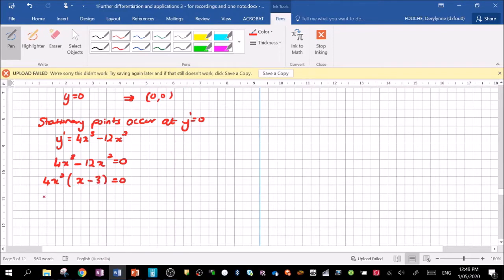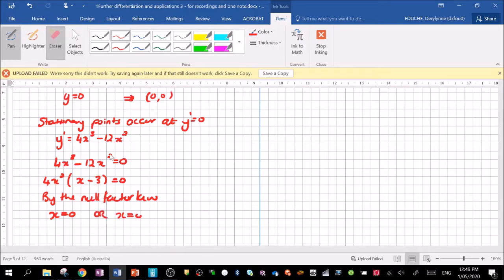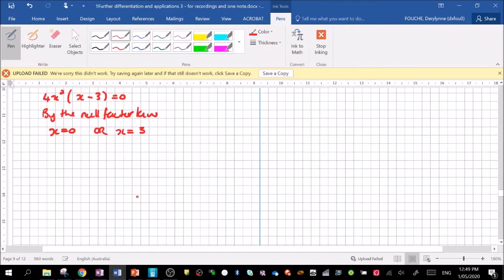And again, using our null factor law, I get that x equals 0 or x equals 3. Now, I know something's happening at x equals 0 and at x equals 3. I don't know what yet. Okay, now I need to find out what the nature is of my stationary points, and I can use my second derivative test, or I can use my table to check what's happening.